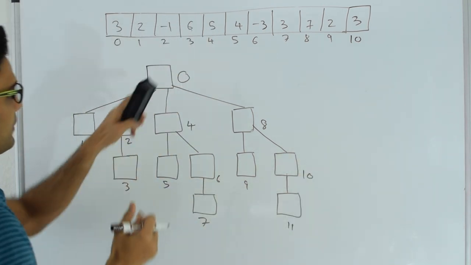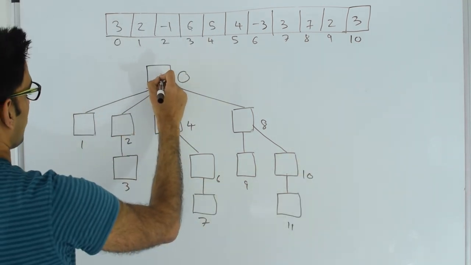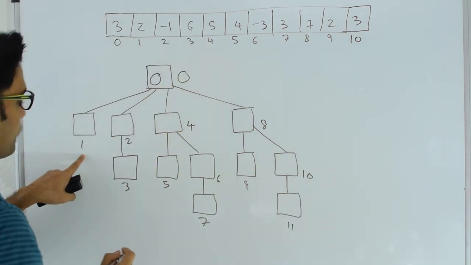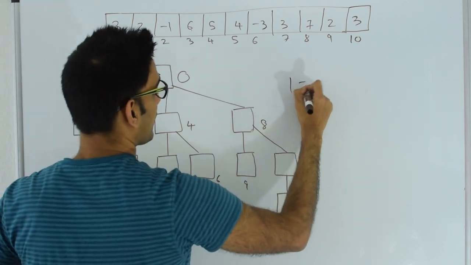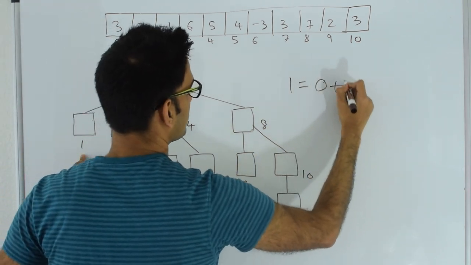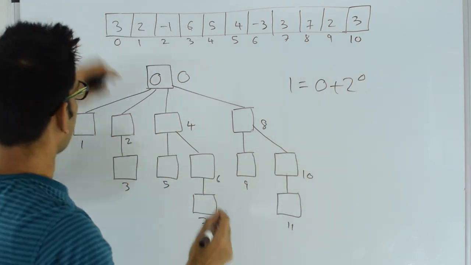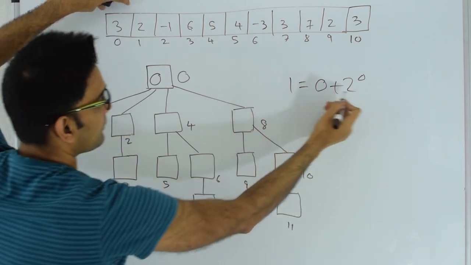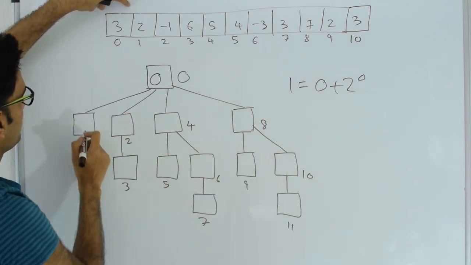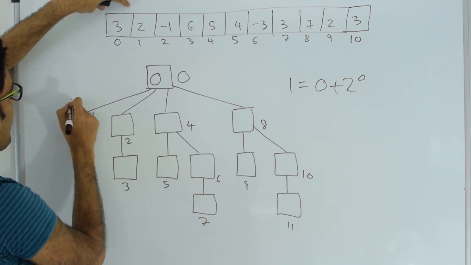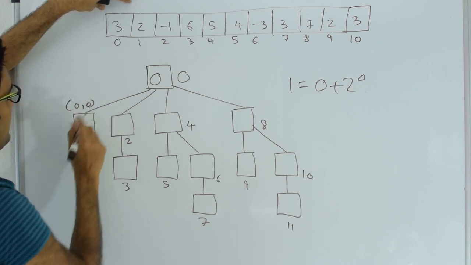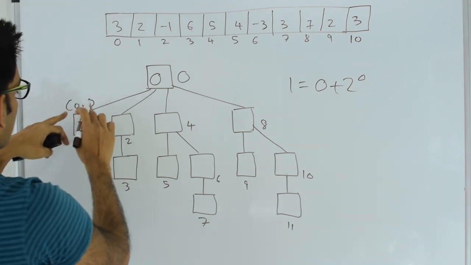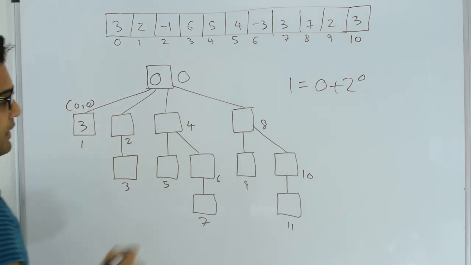As I said, 0 is a dummy node, so the only information it has in its node is 0. Let's start with 1. 1 can be represented as 0 plus 2 raised to 0. So what I'm saying is, in my original array, starting from index 0, the sum of the next 1 element will be stored at 1, so 3. And I'm indicating that the range sum of range 0, 0 is stored at 1.